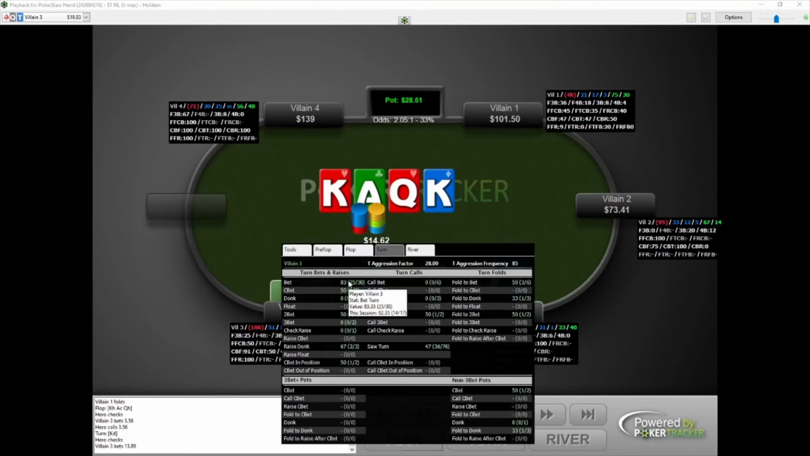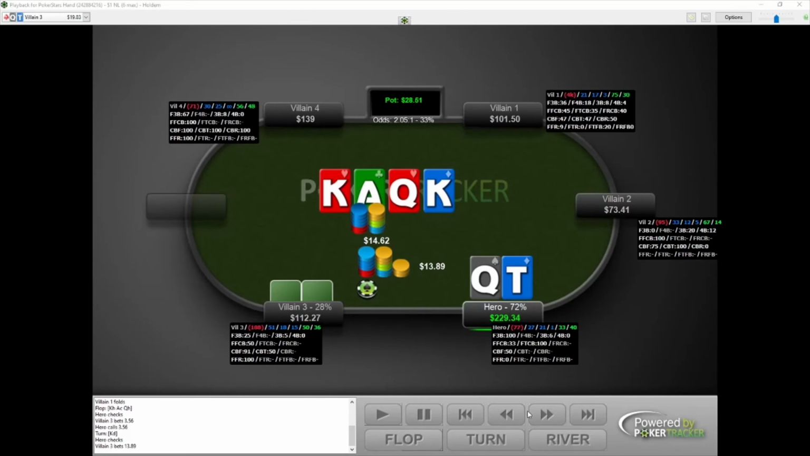Although betting pot on the turn like this is definitely a sign of strength, and I don't usually recommend calling with third pair here, we really have to call just because of how often he's betting and how wide his range can be. There's no way we're going to be able to get away from this hand yet. So because of that, I definitely recommend just calling on the turn here.